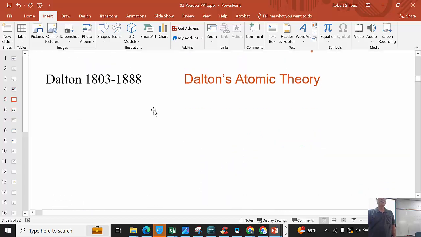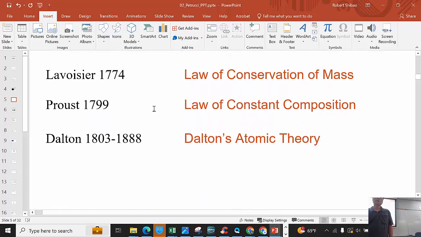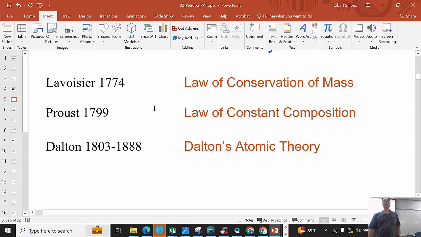However, another observation is consistent with atomic theory, and that is the law of constant composition. The law of constant composition says that, for example, water has a fixed composition. What's the composition of water? H2O.